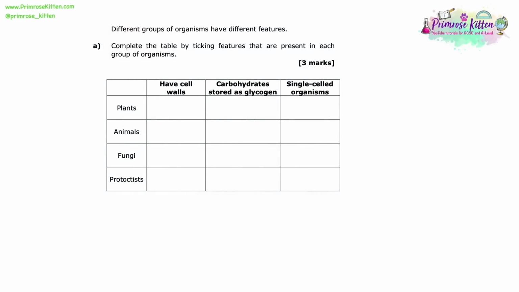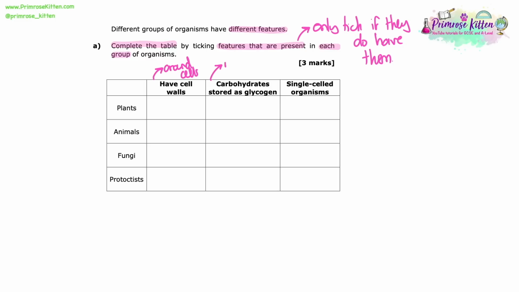Different groups of organisms have different features. Complete the table by ticking features that are present in each group of organisms. So this is about classification groups, what features each organism has that allow you to decide which group it should be in out of plants, animals, fungi and protoctists. And remember, these are the different kingdoms. So it says to only tick if they do have them.